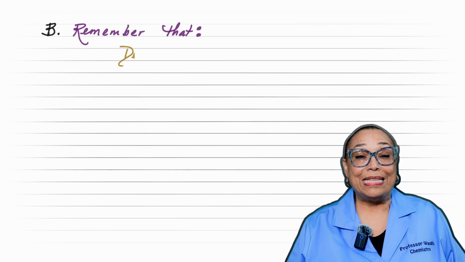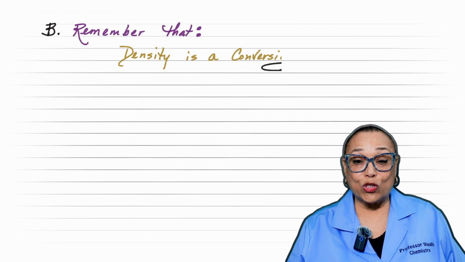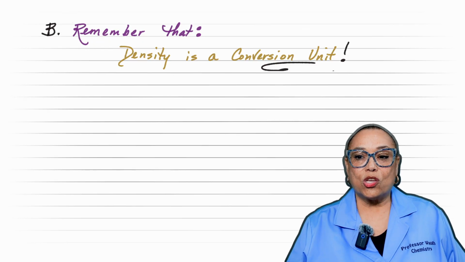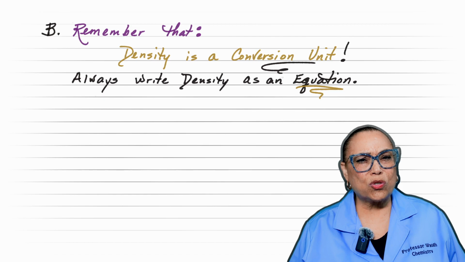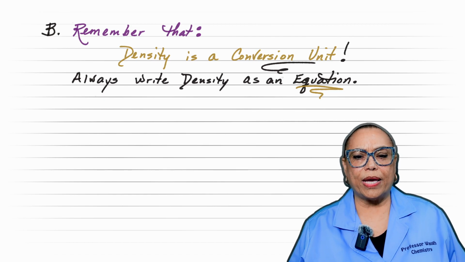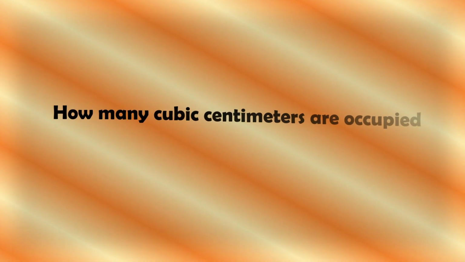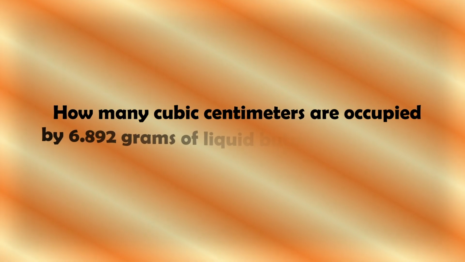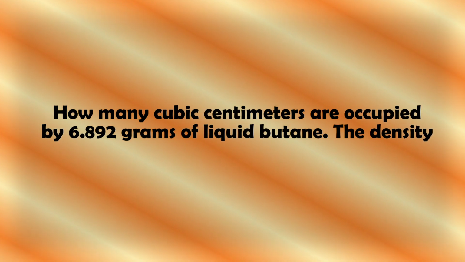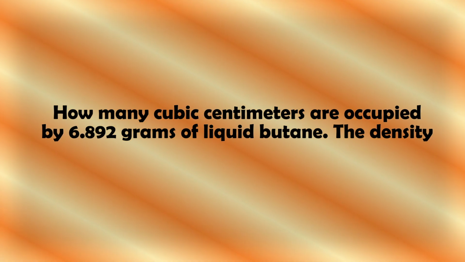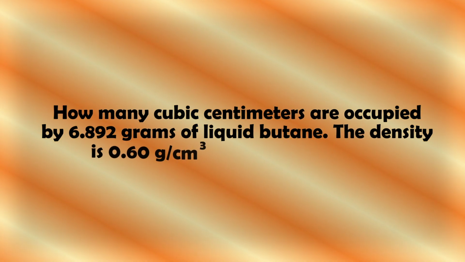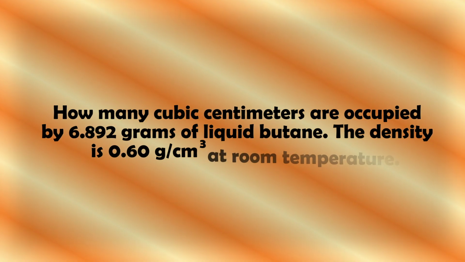Okay, now, density is a conversion unit. Remember that. So always write density as an equation. Sometimes it's hard for students to see this, so look below and let me show you. Here's an example. How many cubic centimeters are occupied by 6.892 grams of liquid butane? You know, that's lighter fluid. The density of butane is 0.60 grams per cubic centimeter at room temperature.